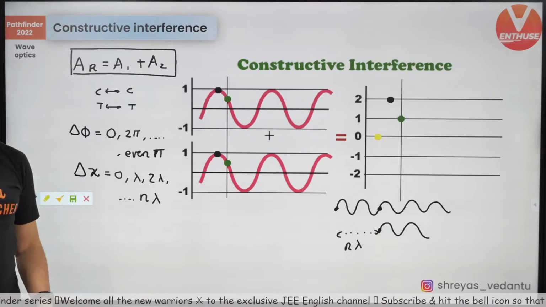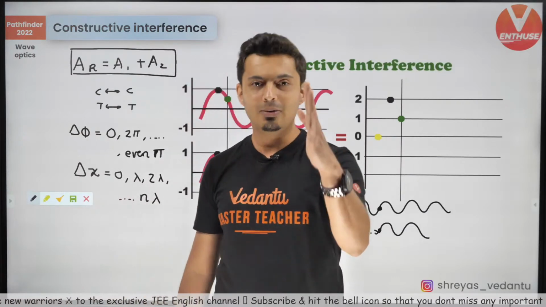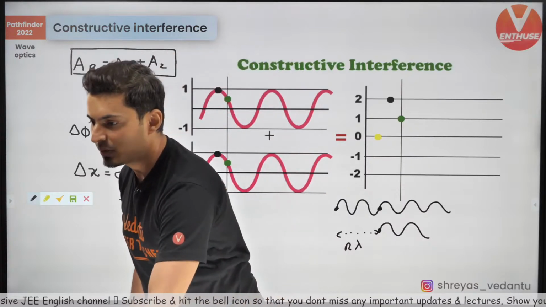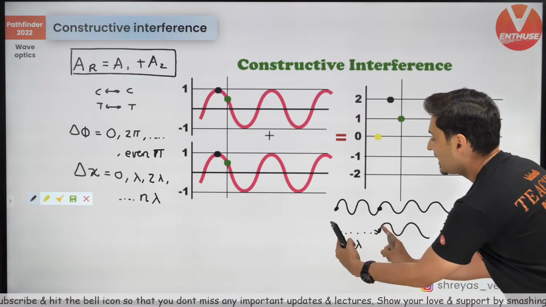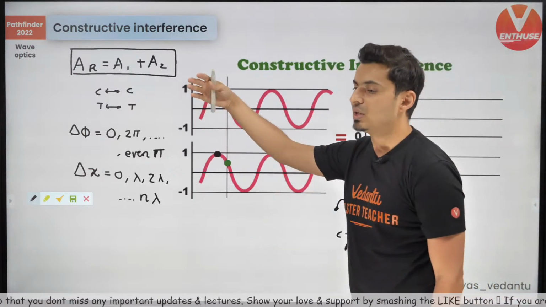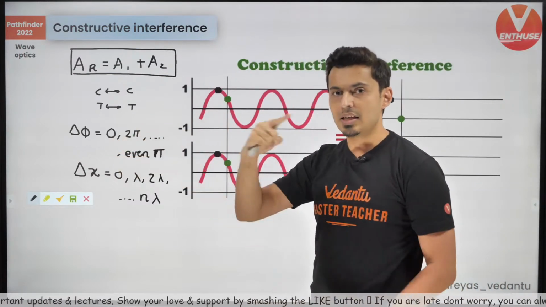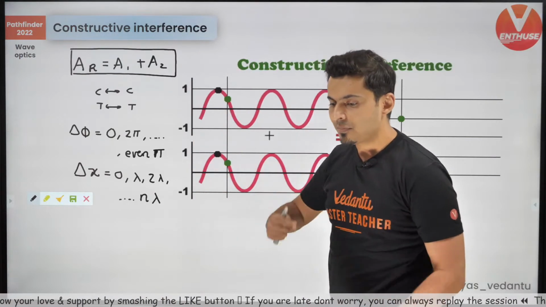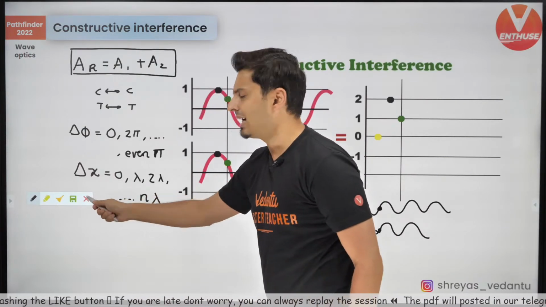Is that clear? 1 pi is half of 2 pi, and 2 pi is one wave. Correct, Ramya? Very good. Yes, that's very true. Understood? Clear? So, any gap of n times wavelength will always create constructive interference. Their amplitudes get added up. And the phase differences can be 0, 2 pi, 4 pi, 6 pi, 8 pi, basically any even multiple of pi. And path differences 0, lambda, 2 lambda, any n lambda.